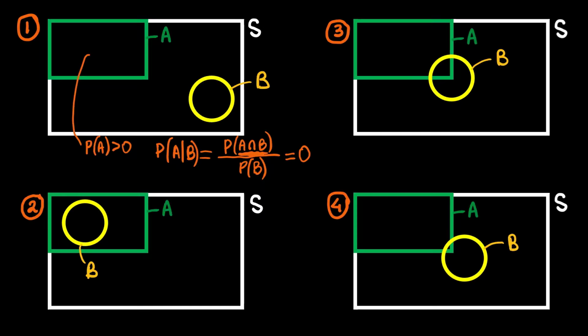And we know that the probability of B is strictly greater than 0 because we can see that yellow circle there and it has points inside. So the point is that we have shown that the probability of A is positive while the probability of A given B is equal to 0. Therefore, the probability of A is not equal to the probability of A given B, and that is sufficient for us to conclude that A and B are not statistically independent.